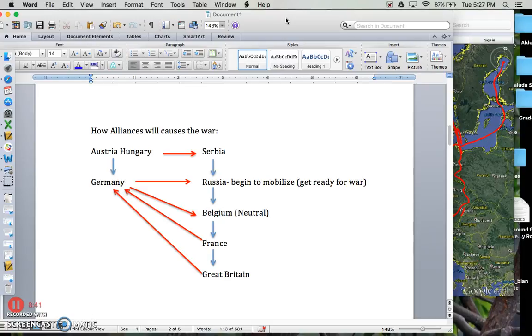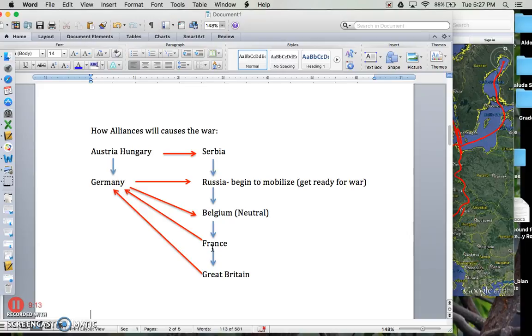Mobilization means they're going to get ready for war. As soon as Russia does that, Germany sees that as an act of war and is going to declare war on Russia. As soon as that happens, France, who is dropped down here just because I couldn't really fit anywhere else, is going to declare war on Germany because they declared war on Russia. So Germany's going to declare war on Russia, which is going to prompt France to declare war back on Germany.